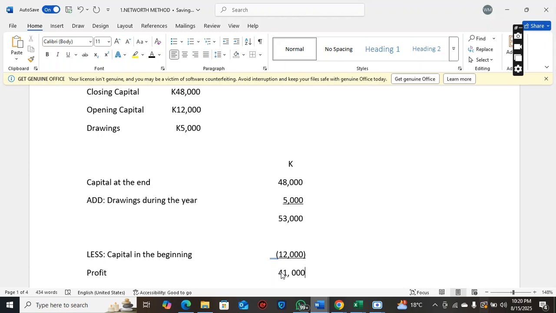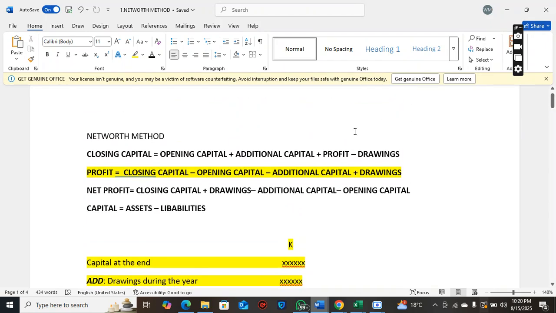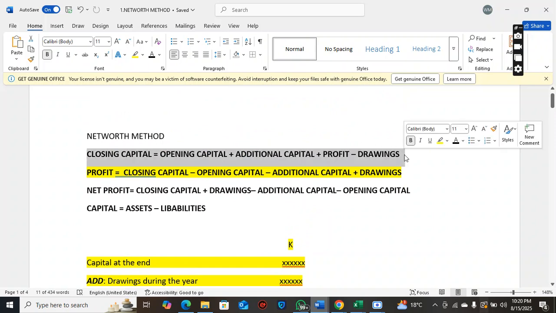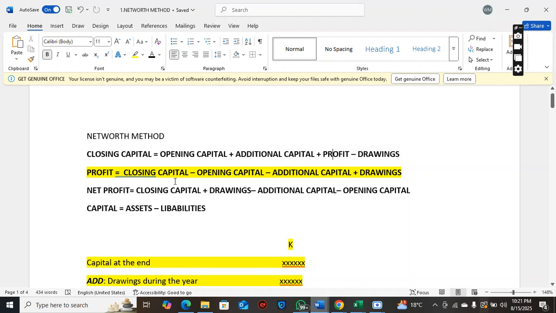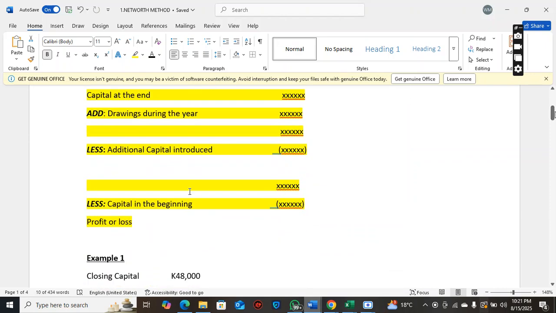Now, do you have any question on this one here? Yes. So the secret here, colleagues, is just remember from the balance sheet this equation. Then you just make profit the subject of the formula, and that's what is happening here.